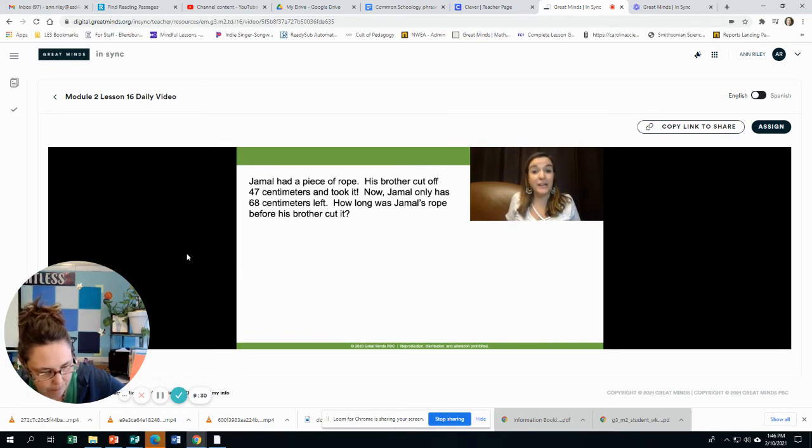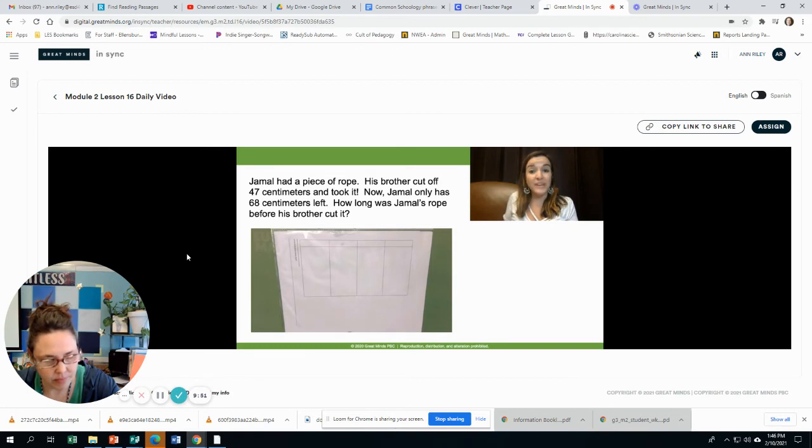Let's first begin by reading our problem aloud together. Ready? Read with me. Jamal had a piece of rope. His brother cut off 47 centimeters and took it. Now Jamal only has 68 centimeters left. How long was Jamal's rope before his brother cut it? Since we are using the chip model, we need to write our place value labels at the top of our chart. What should we label them?